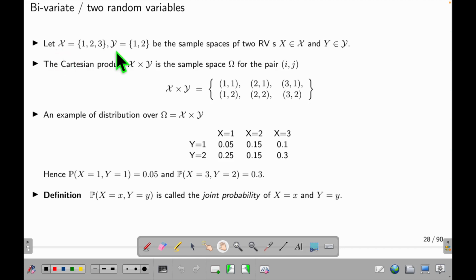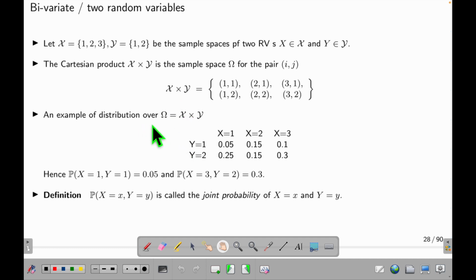Suppose we have an X and a Y that are the sample spaces of two random variables, X and Y. The Cartesian product of these two sets, okay? Now I denote omega as the sample space of the Cartesian product of X and Y. So I have X and I have Y, I multiply them, then I have a bunch of (i, j). These are all the possible (i, j) I can have for this X Cartesian product Y.